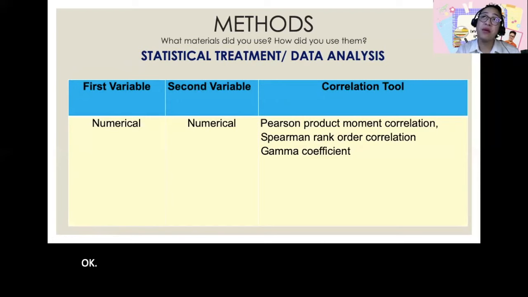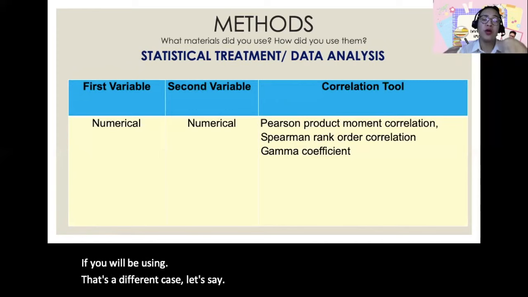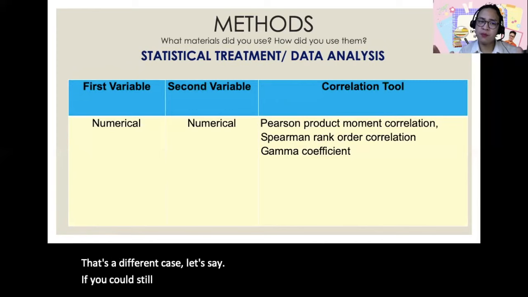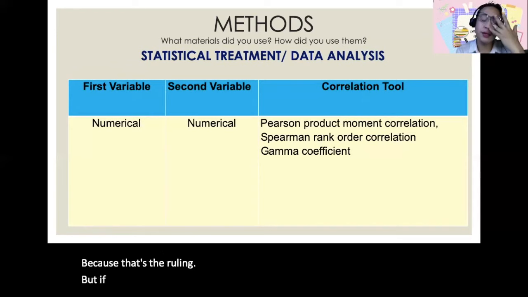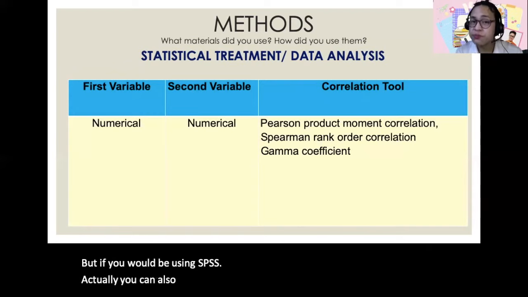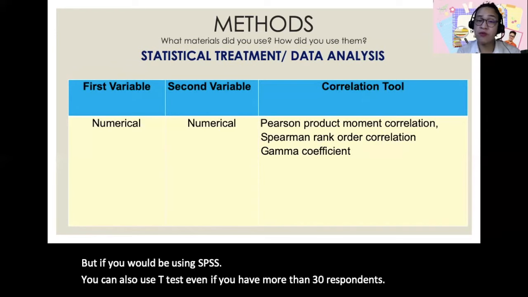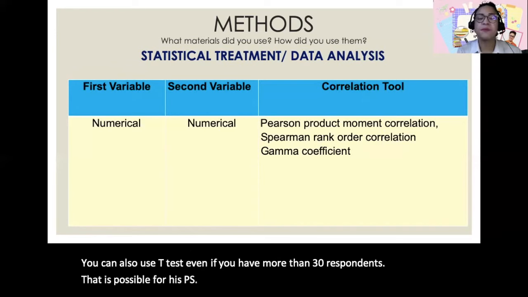If you will be using SPSS, that's a different case. Let's say if you could still recall in my previous slide, if you have 30 respondents, you gotta use t-test because that's the ruling. But if you will be using SPSS, actually, you can also use t-test even if you have more than 30 respondents. That is possible for SPSS.